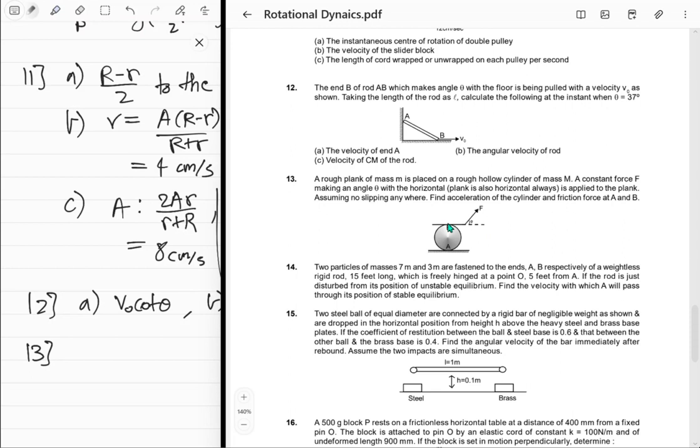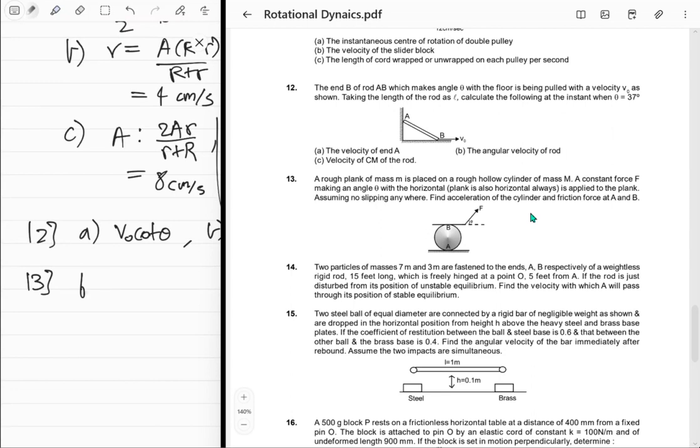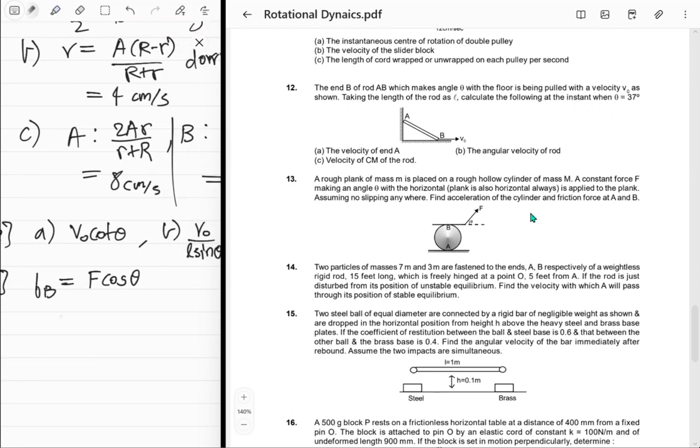So for this plank, friction force is to the left, and you've got F cosine theta to the right, balanced up. So B is having F cosine theta acting on it, right? That's the friction force. Then we just want to find the friction force at A. So B is doable, right? Friction force at B is equal to F cosine theta. Okay. Friction force at A we don't know. Also, we want to find the acceleration of the cylinder. Okay, fine, let's do it.